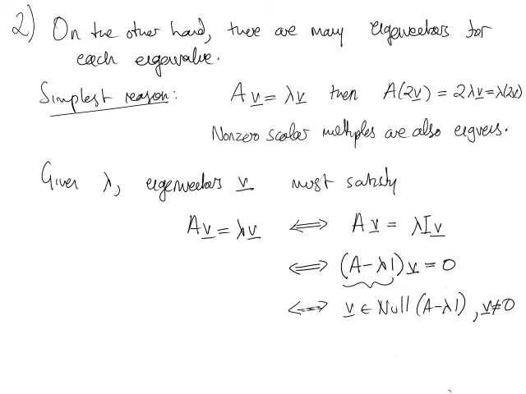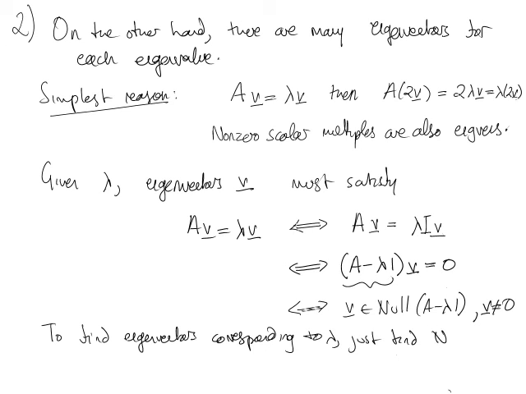Okay? So now the point is that to find the eigenvectors corresponding to lambda, you just find the null space of A minus lambda I. Okay? And of course, you ignore the 0 vector.